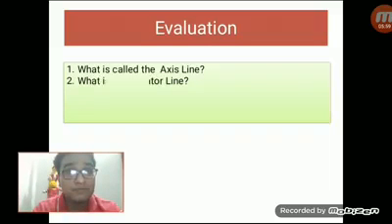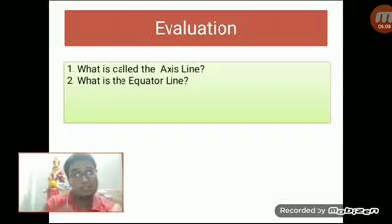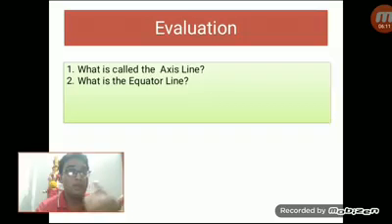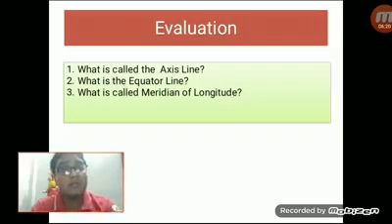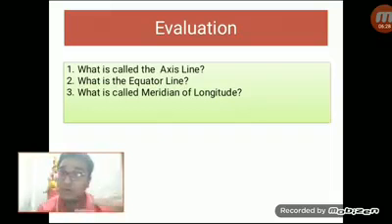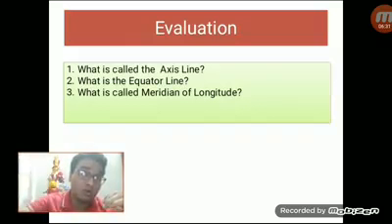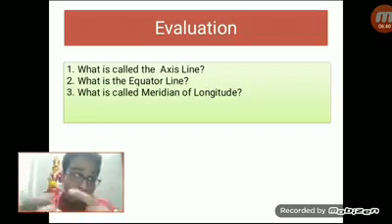Then, what is the equator line? The line which goes through just the middle of the earth, from west to east, which is a circular line, and which divides the northern pole and southern pole equally, is called the equator line. And number three, what is called a meridian of longitude? Basically, the lines which we can see on the world map, which go from north to south and which are half circular lines, are called the meridians of longitude or the lines of longitude.